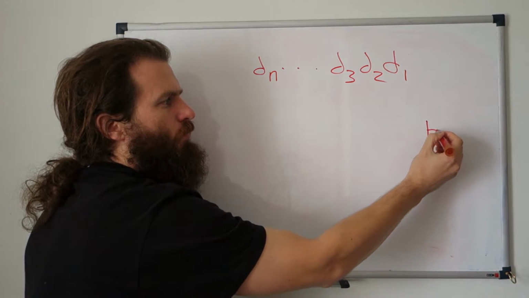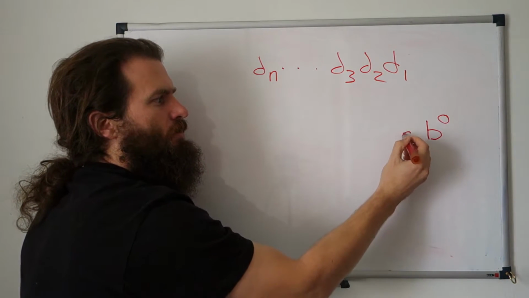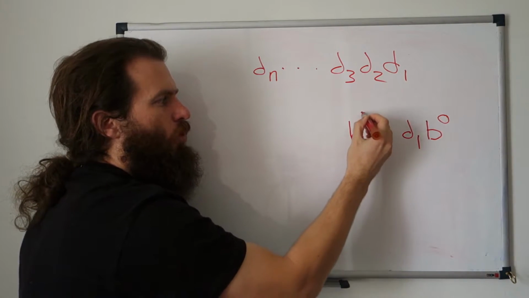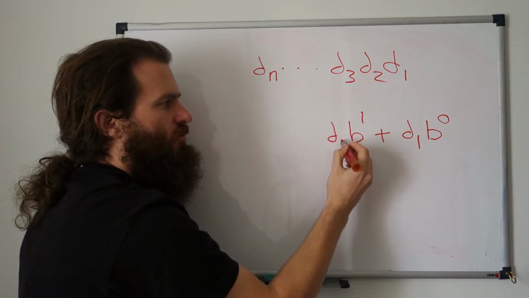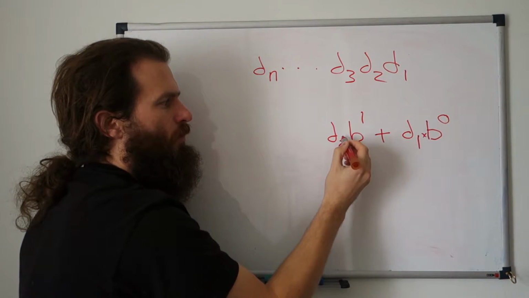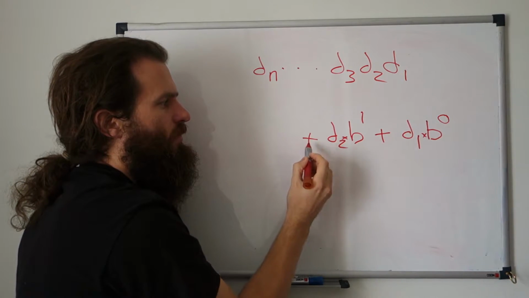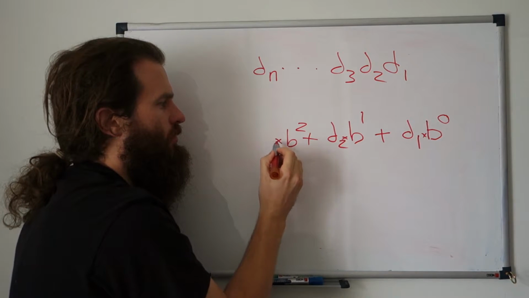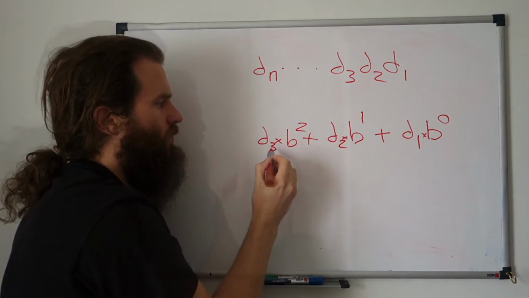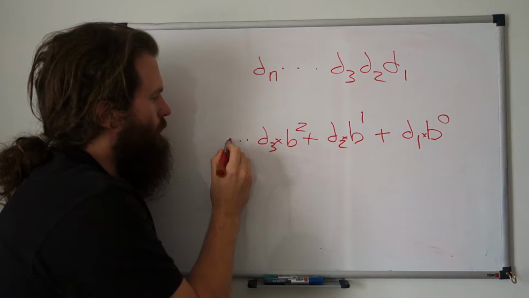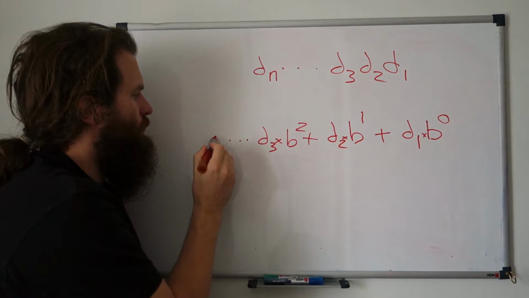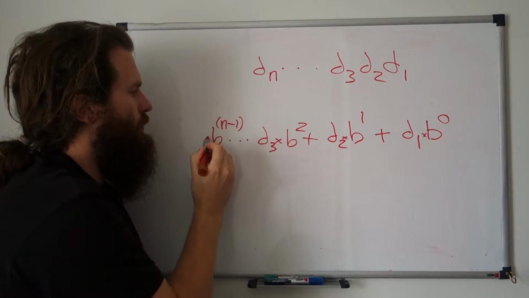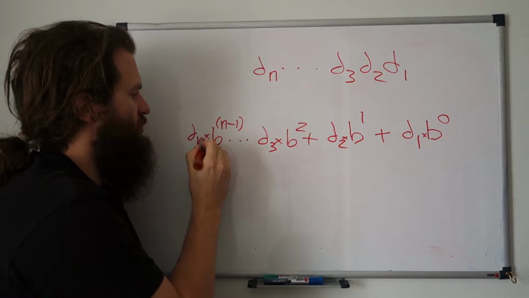So we start with b to the power 0 times the first digit. Then we add b to the power 1 times the second digit. Then we add b to the power 2 times the third digit. I'll put the dots in, and we end with b to the power n minus 1 times the nth digit.